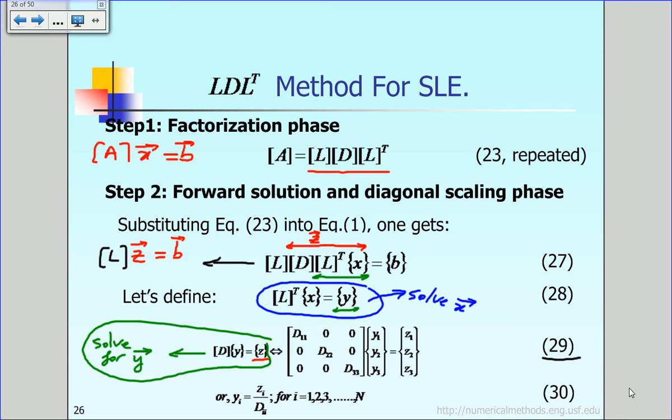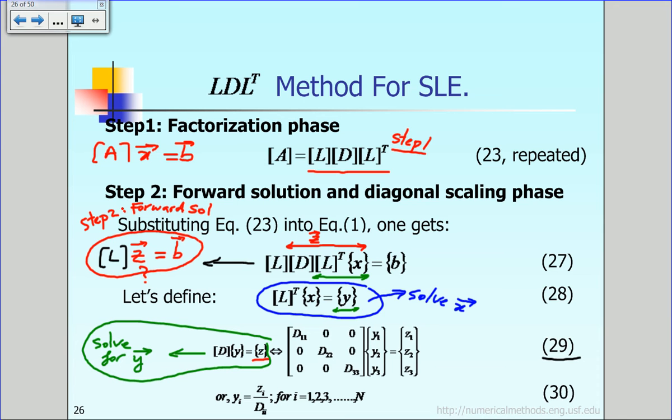So, according to this procedure, step number 1, which we call factorization, is where we try to obtain the matrices L and D. That is step number 1. Step number 2, we use this equation. This is the so-called forward solution step, in order to solve for the unknown vector Z.